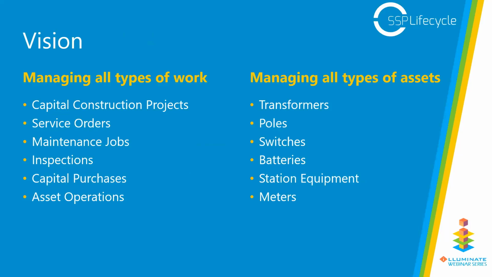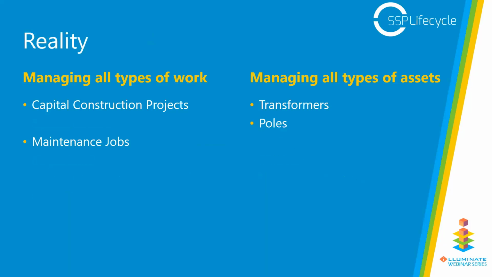But one thing that we're always curious about is, has your vision aligned with your reality? So you might want to do all of this. You might want to manage all types of work. You might want to manage all types of assets. But what does it really mean at the end of the day? Well, the reality is that your vision isn't always realized. So in a lot of cases, you're not aligned. And this is because of cost or complexity or gaps in functionality in the system that you've got that are causing you not to realize your vision.